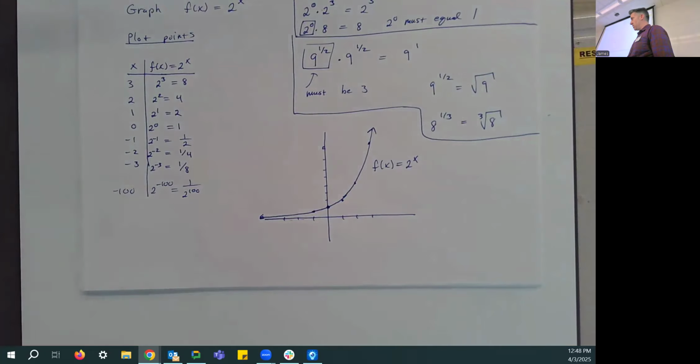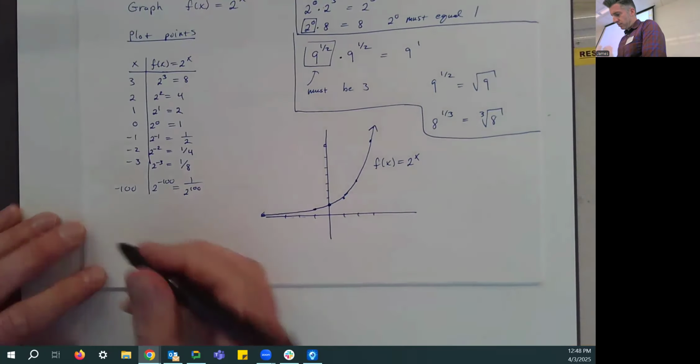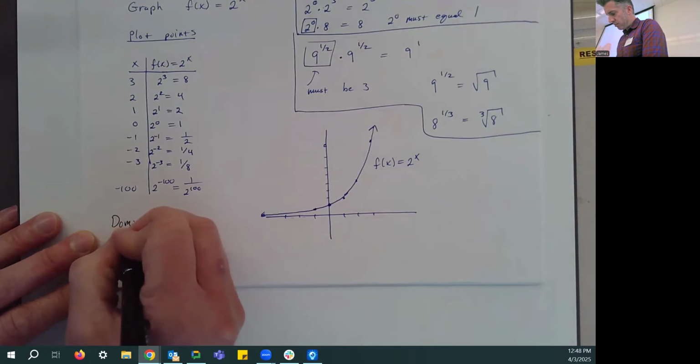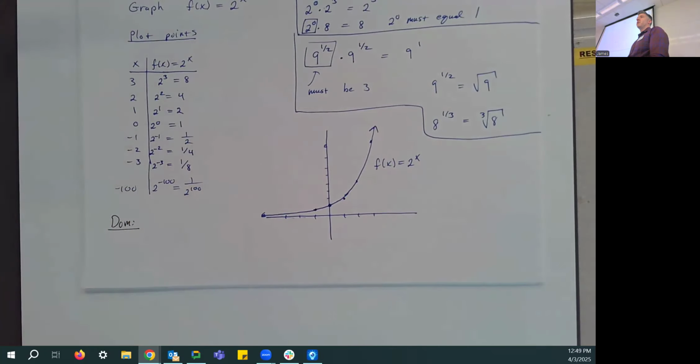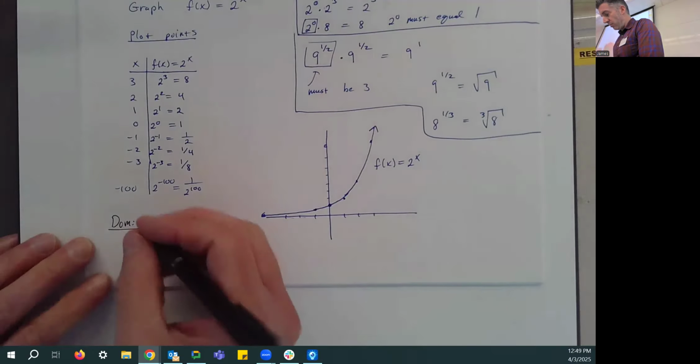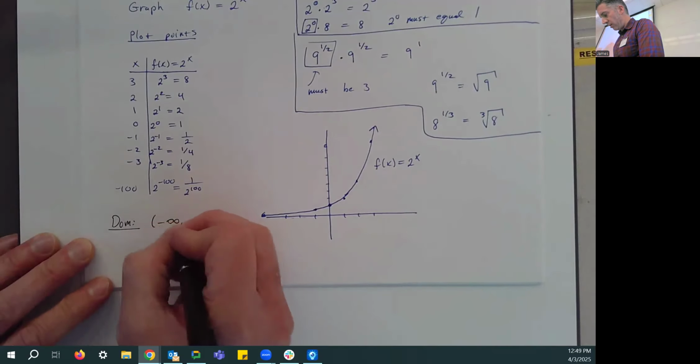Let's write down some of its qualities. Its domain. Nothing's off limits. There's no denominator we have to worry about dividing by 0. There's no square roots or even roots where you have to worry about taking a square root of a negative, and there's no logarithms. So here our domain is everything, all real numbers.